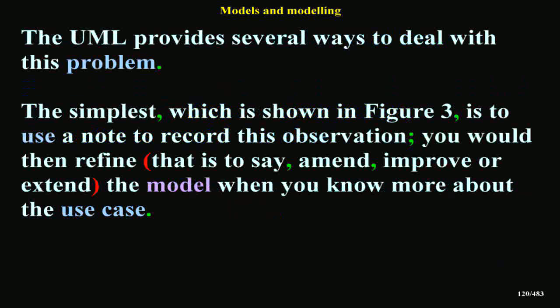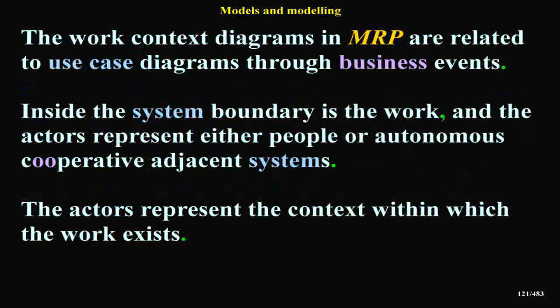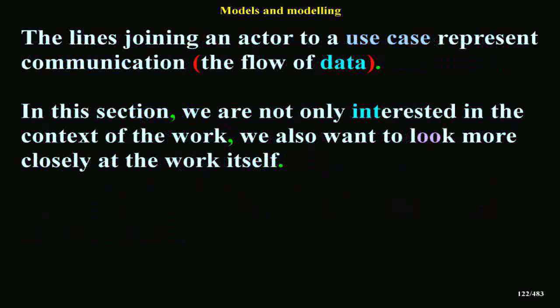You would then refine it, to say, amend, improve or extend the model when you know more about the use case. The work context diagrams in MRP are related to use case diagrams through business events. Inside the system boundary is the work, and the actors represent either people or autonomous cooperative adjacent systems. The actors represent the context within which the work exists. The lines joining an actor to a use case represent communication, the flow of data.